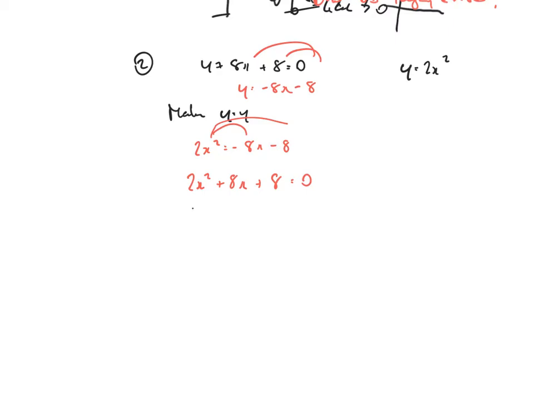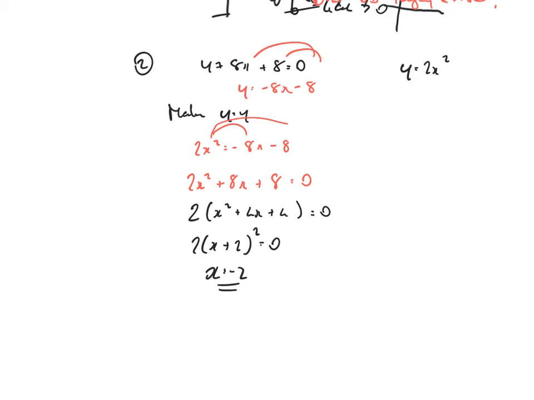Remember, the first rule of factorising is to take out a common factor, so that's 2 bracket x squared plus 4x plus 4 is equal to 0. Two numbers that multiply to give 4 and add together to give 4 is 2, so that's a squared bracket of 2. And from that I'll get x equals minus 2.